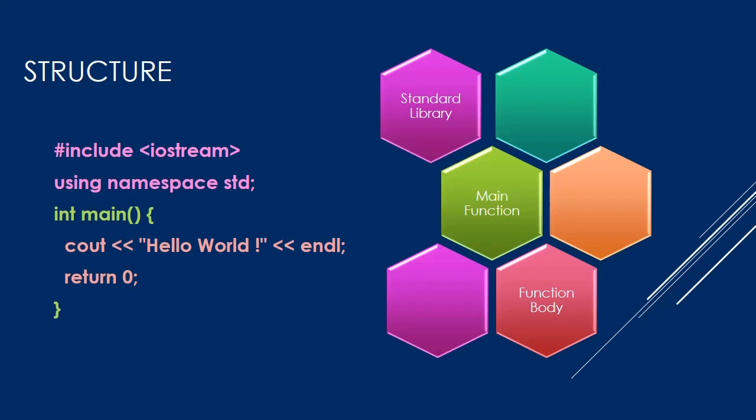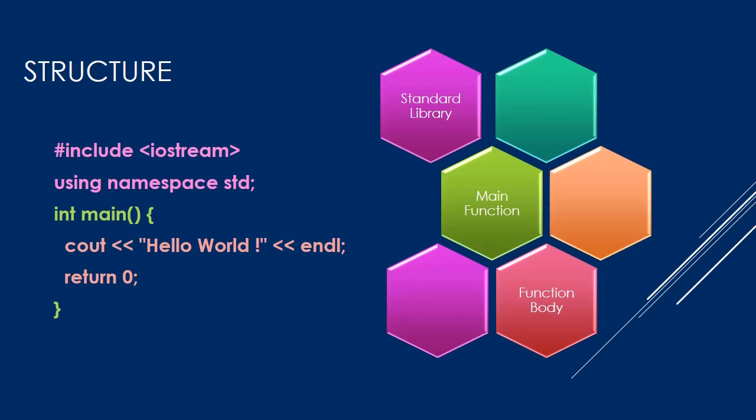Inside the main function comes the function body. Here the function body is cout, the angular brackets, inside that hello world, again angular brackets, and endl semicolon. You must notice that we have used a semicolon to end some lines here, such as using namespace std, endl and return 0. This is the way in which we write a C++ program.